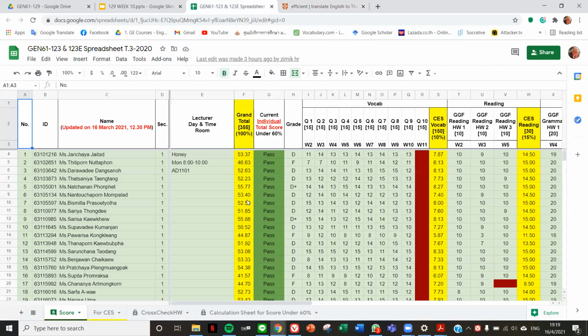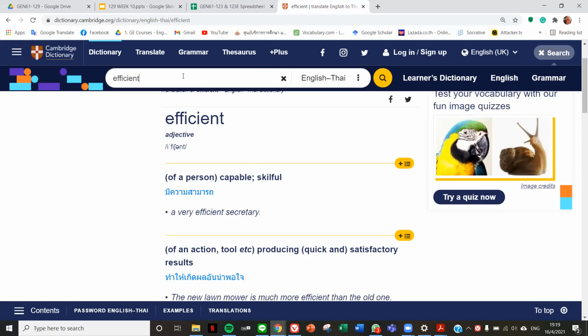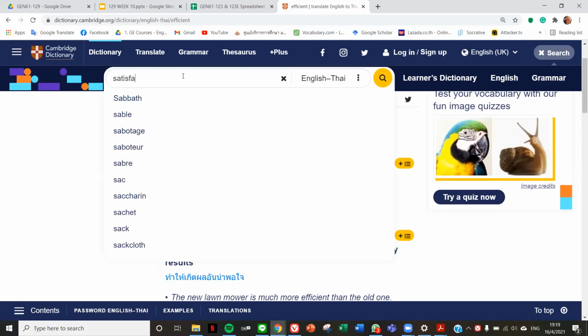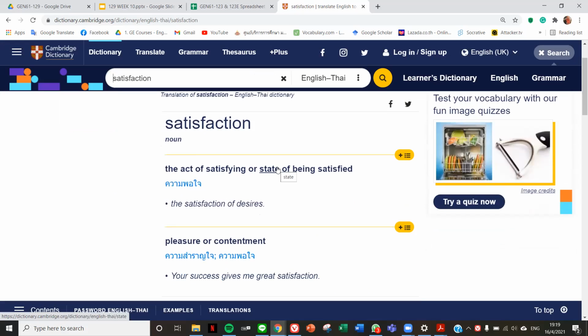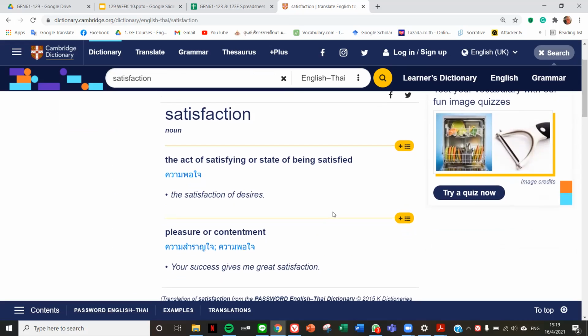And the last word is satisfaction, which I'm pretty sure you already know the meaning, but let's just check. So satisfaction, right? When you're satisfied with something, you're happy with it, you're content. A lot of companies or services will do a satisfaction survey, where they ask whether you are satisfied with your services, right?